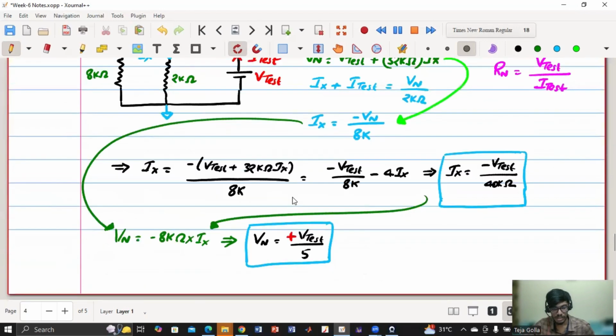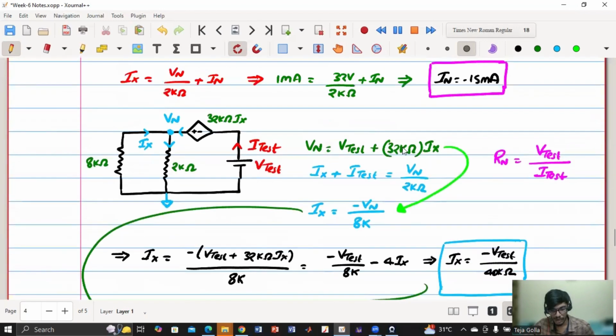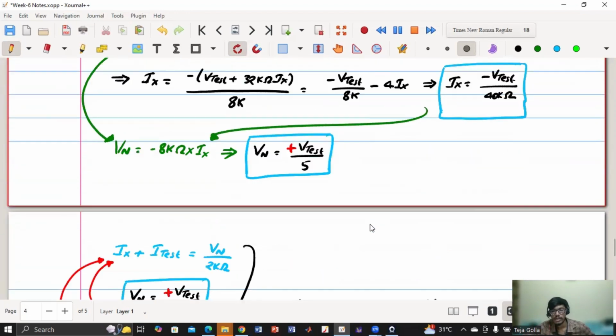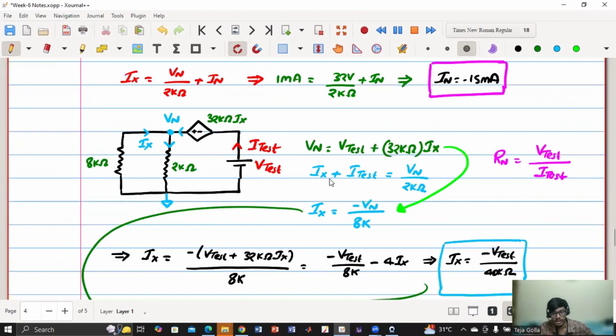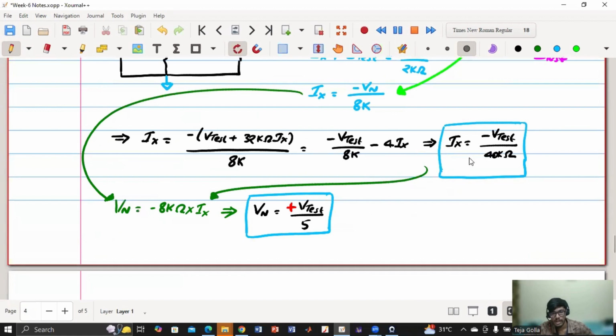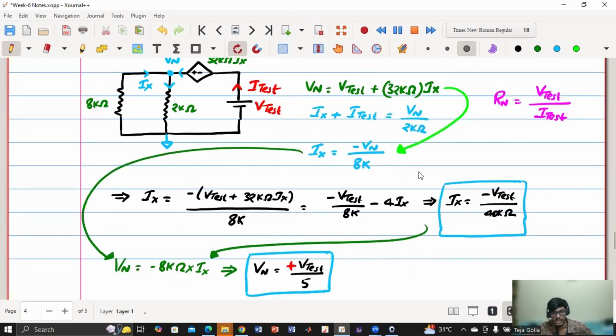So one thing we have to clear, see here I have one equation, two equations, three equations. So we have three equations, four unknowns. So what we will be getting? We'll be getting one equation with two unknowns, which is what I have done, because we need only the ratio. So first you have to reduce one variable. First I have reduced one variable, Ix, which I got in terms of V test. Then I have to reduce the other variable, which is Vn, which I have also obtained in terms of V test.